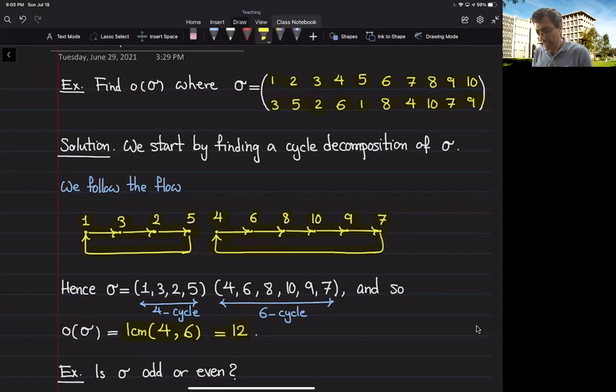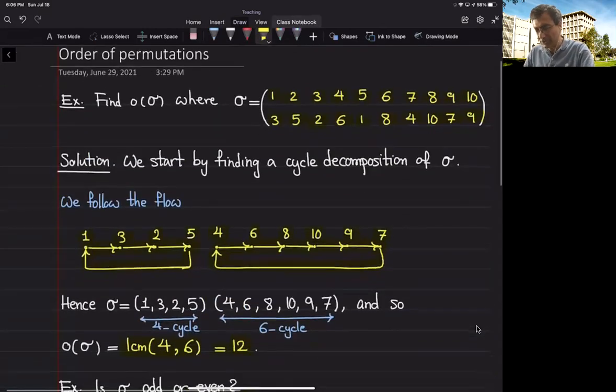Okay, so you see how effective this method is. It's not easy to write down sigma, sigma squared, sigma to the power 3, and so on till we get to the identity, because we have to do it 12 times. But using this method, we can quickly understand what the order of this permutation is.